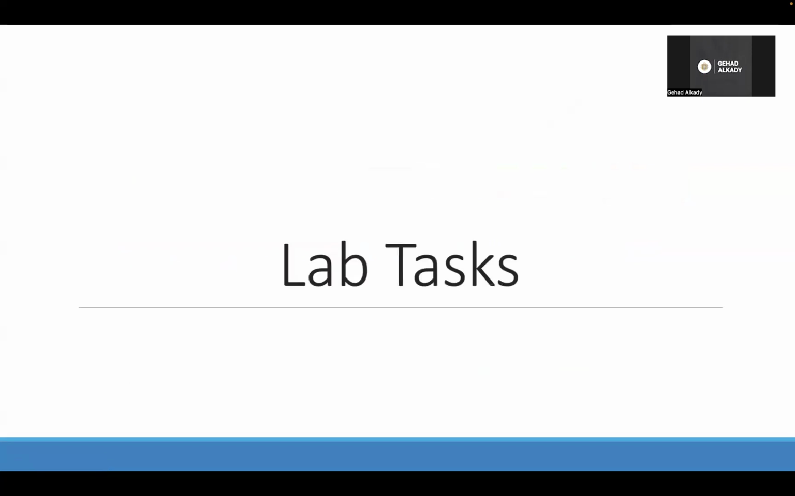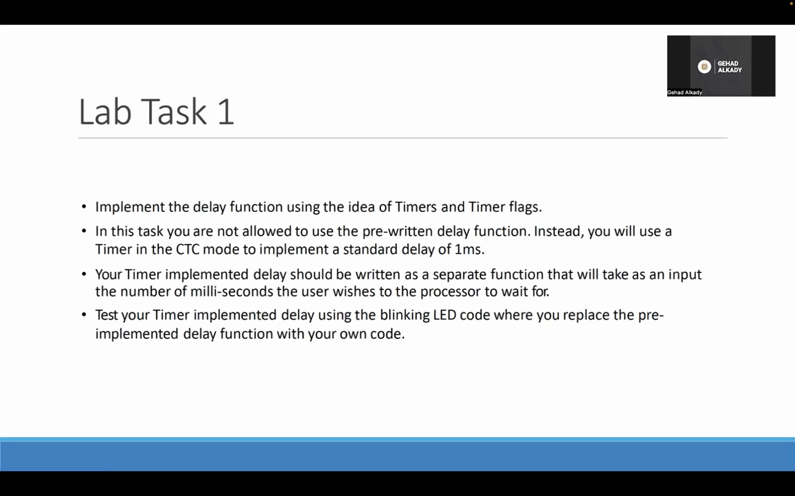Okay, let's go to lab task examples. Now we will implement the delay function that we created by hand in the previous labs with the timers. So if we use, like, a delay of 1 millisecond, we will see how to use it in the simple blinking LED code we made in previous labs.